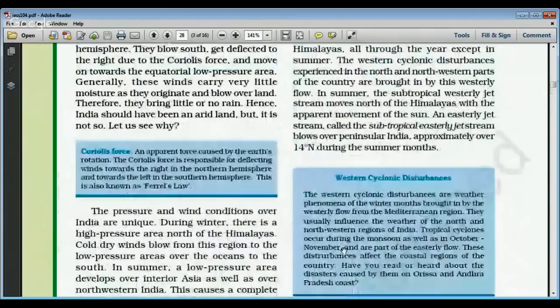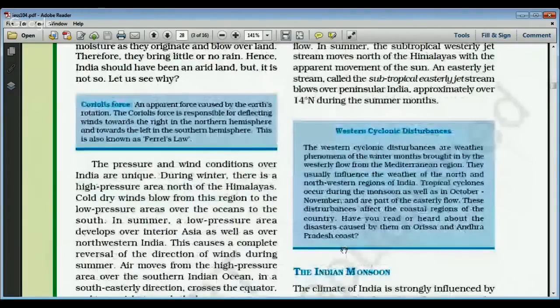Now, if you see this western cyclonic disturbance, this is very important in the north, west and northwest part of India. They usually come in the winter months. They are brought in because of the westerly flow from the Mediterranean region, and they come along with the subtropical jet stream. They usually influence the weather of the north and northwestern part of India.